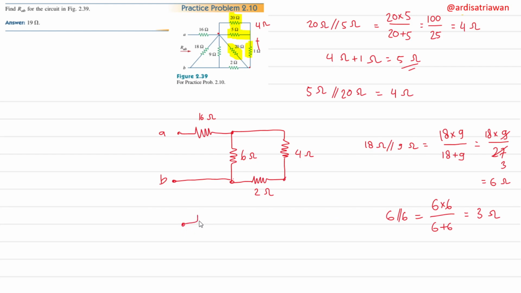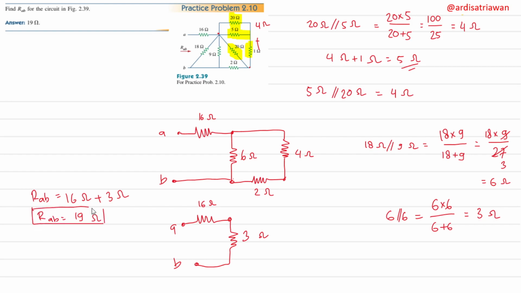And lastly, we will have this 16 ohm resistor, and then we have this one, all of this as 3 ohm. And lastly, we have RAB. It's just those two resistors in series, which is 16 ohm plus 3 ohm. So RAB is equal to 19 ohm. And this is the same as the answer given. Okay, I think this is enough for practice problem 2.10.